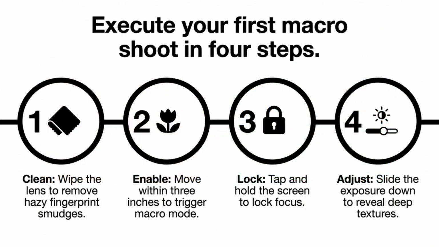Execute your first macro shoot in 4 steps. First, clean your lens. Second, move within 3 inches to enable macro mode. Third, lock focus by tapping and holding the screen. Fourth, adjust the exposure down to reveal deep textures.